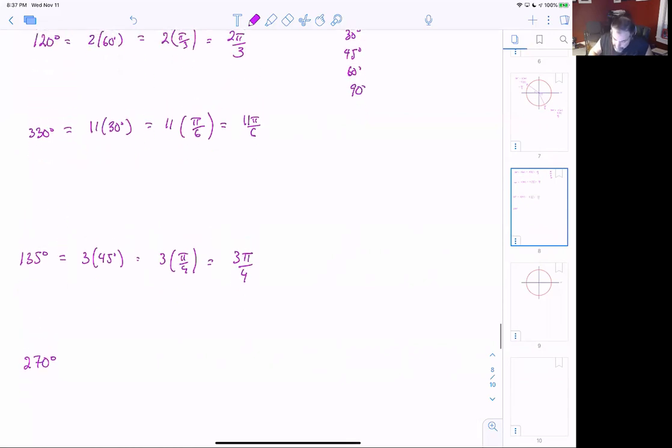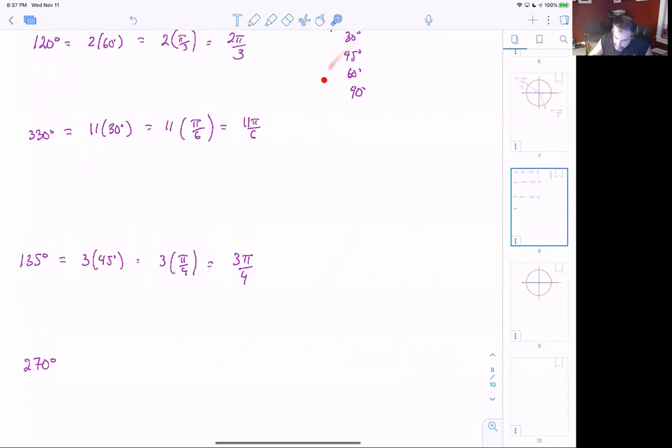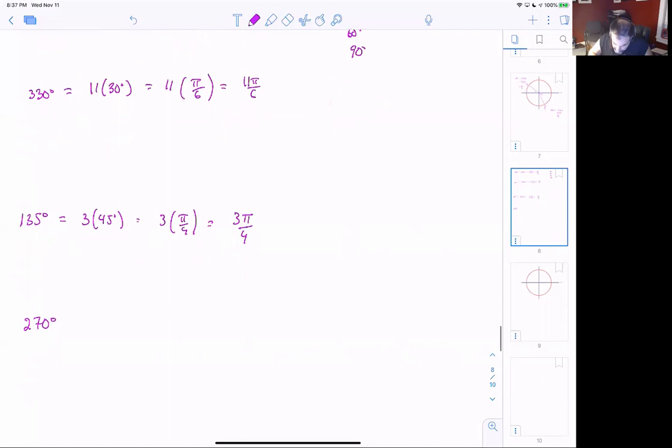When we get to 270, which of the special angles can I use for 270? Well, my best one is 90. I'm going to use 90 in this one. So I'm always trying to use the biggest one of the special angles. So 270 is 3 times 90. Well, 90 is half of 180, so it's going to be 3 times pi over 2. So that's 3 pi over 2.